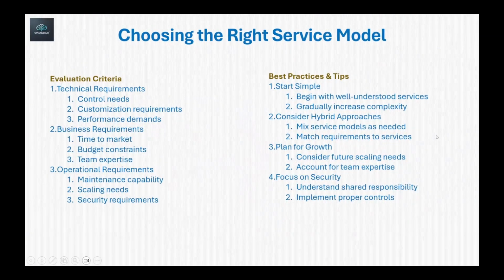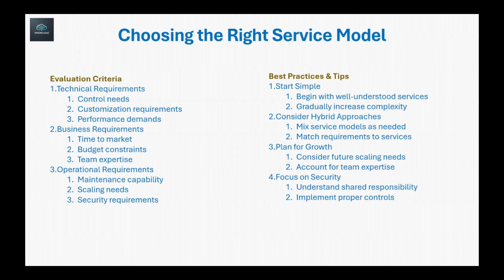So, how to choose the right service model? How do you decide which model to use? It often depends on three categories. First, technical requirements, where the control needs: if you need direct OS access, go for IaaS, or if you prefer a managed environment, go for PaaS. Customization requirements: the more you want to customize, the closer you get to IaaS. Performance demands: some workloads require fine-grained resource controls.